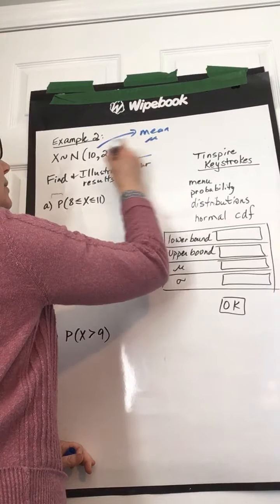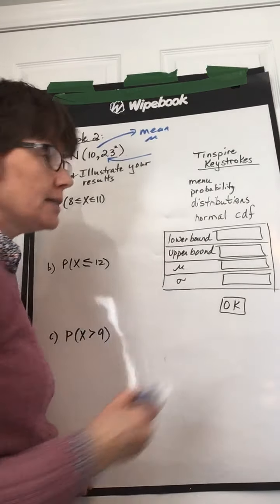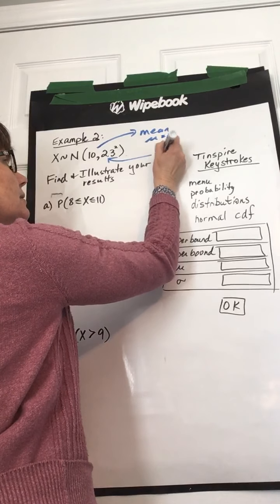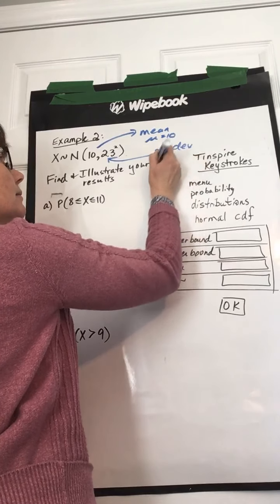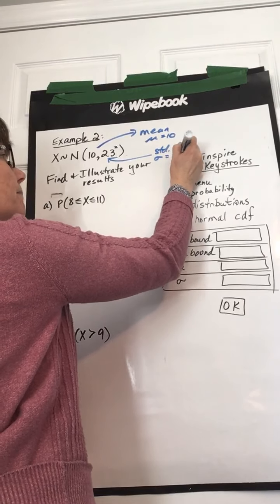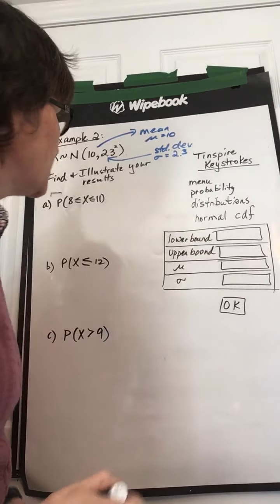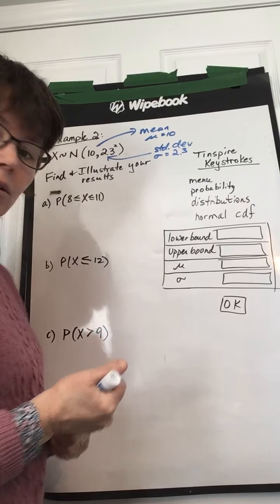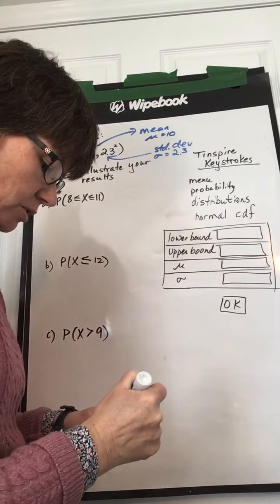And the next number is the variance, but that means that the standard deviation is 2.3. Okay, those numbers will help us with our calculations. So it's distributed normally, so we want to think about the normal distribution curve.